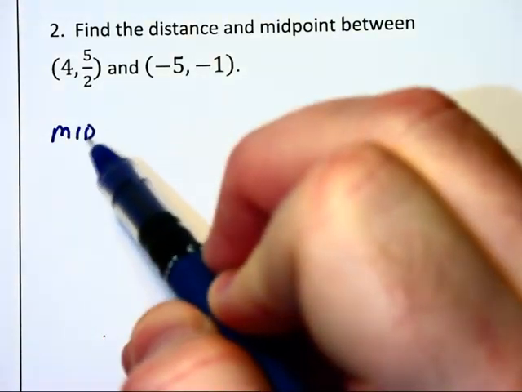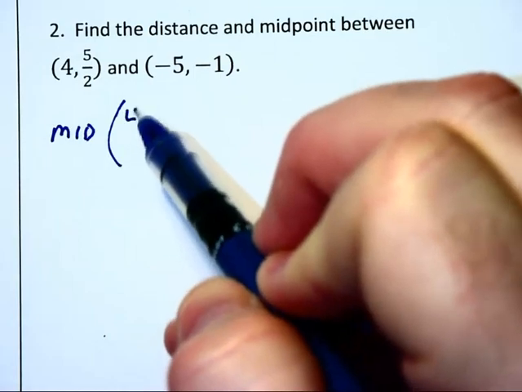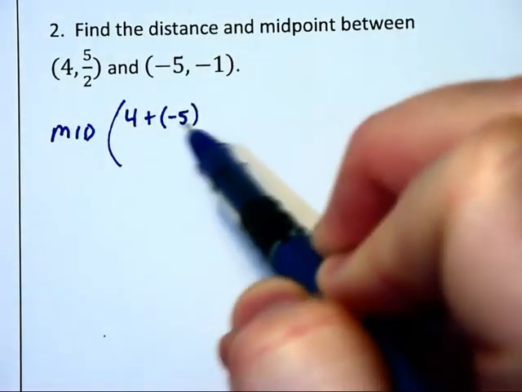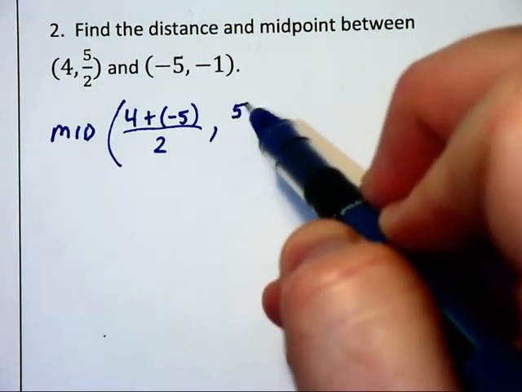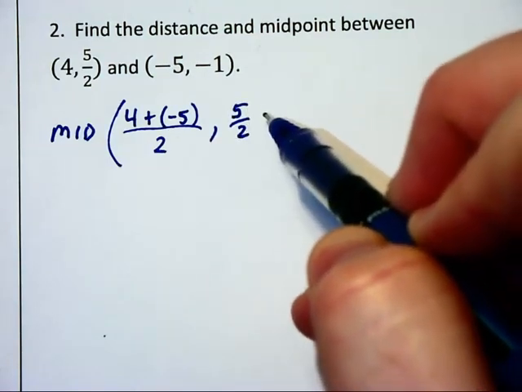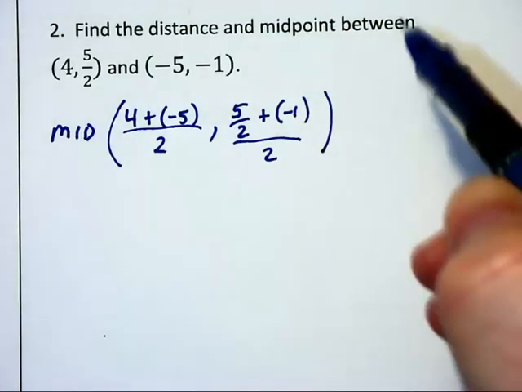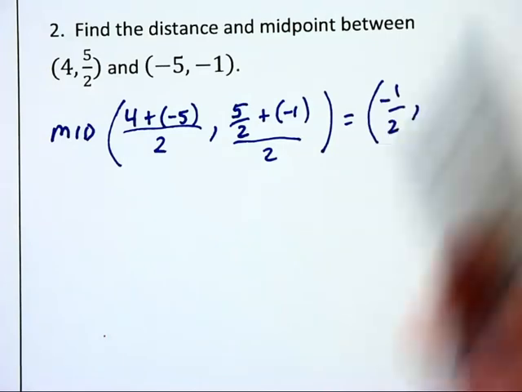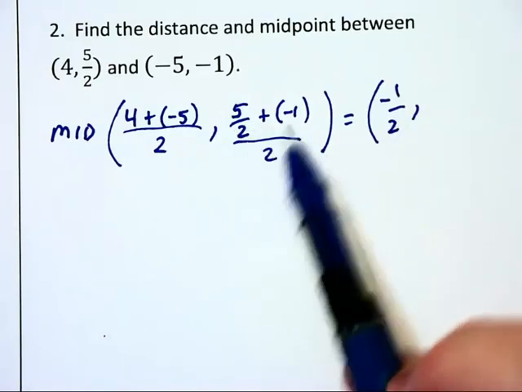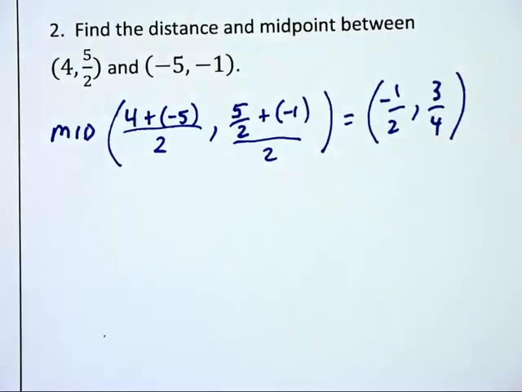For the midpoint, I want to average the x's. That's the 4 and the -5. So 4 plus a -5 divided by 2. And then for the y's, 5/2, I want to add that to the -1, so plus a -1 divided by 2. When I do that, I get negative 1 over 2, and this becomes 3 halves divided by 2, which is 3/4. So there's our midpoint.